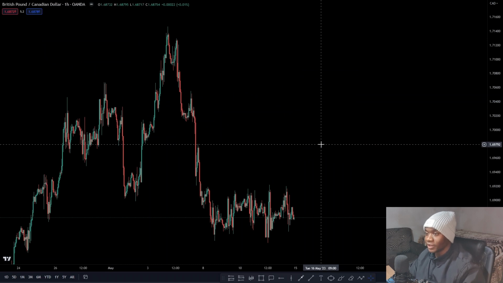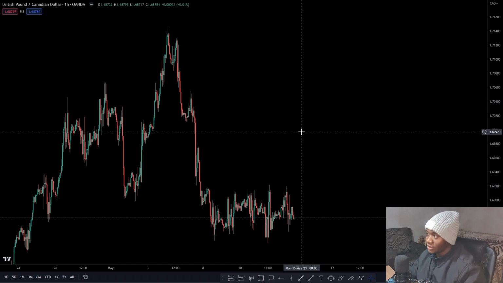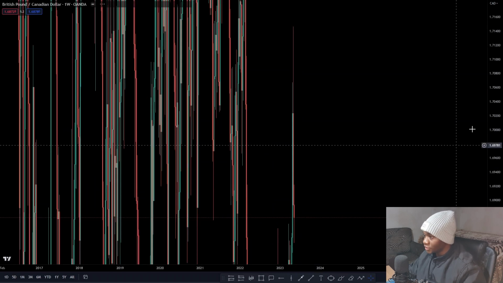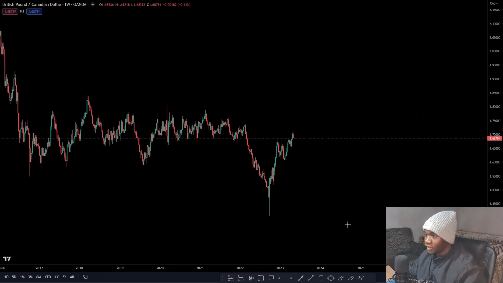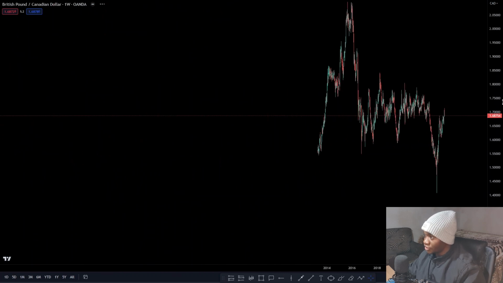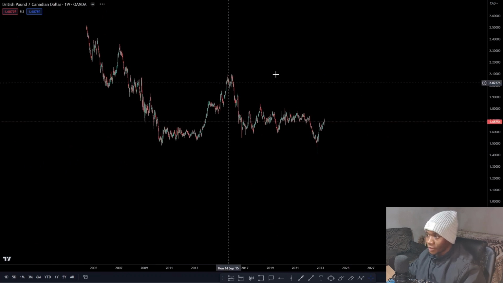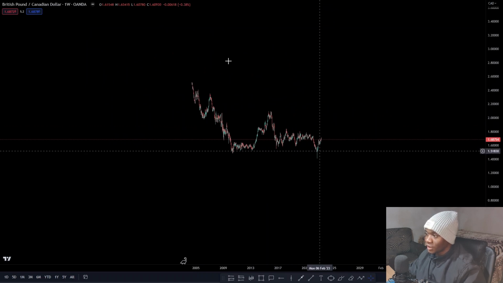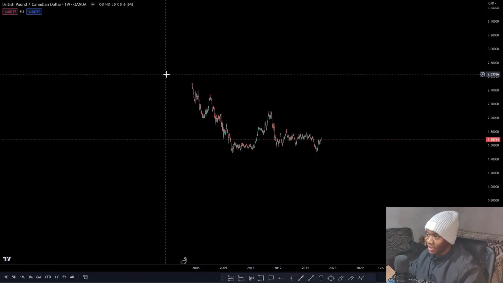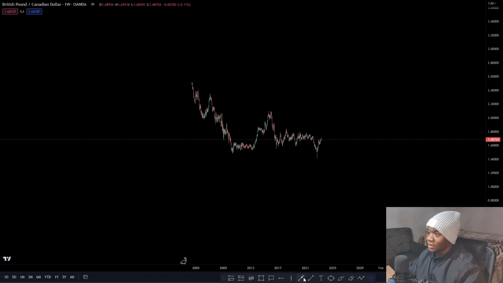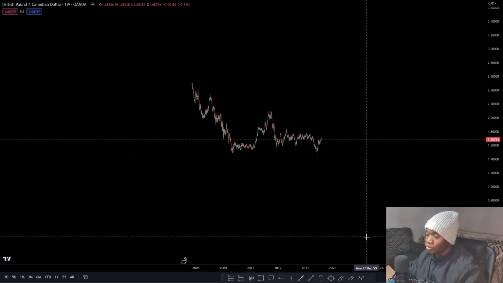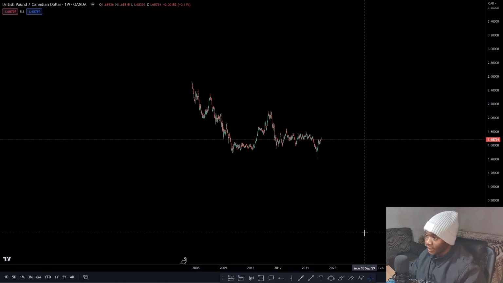Okay, so now we've arrived at pound CAD. With pound CAD, following what we did on the last pair, I'm looking at the bigger picture. Okay, so far I like it. Price is moving like it's very bearish. As you can see, price is bearish, meaning technically I should be looking for those sells, right?